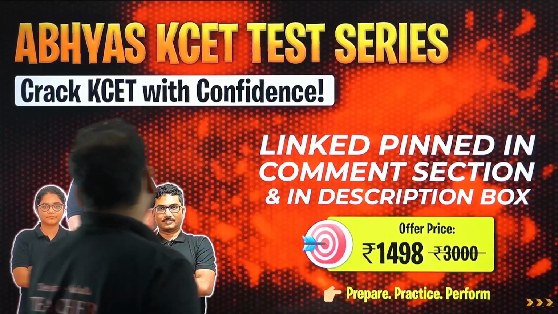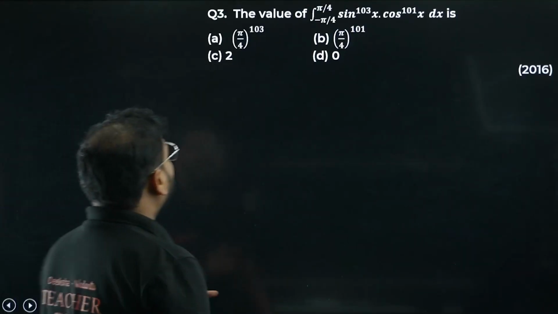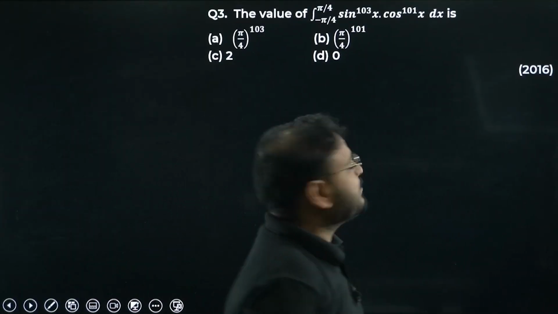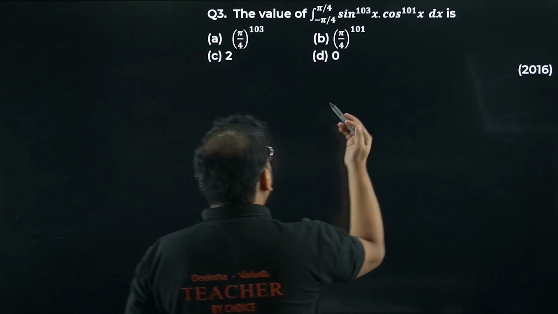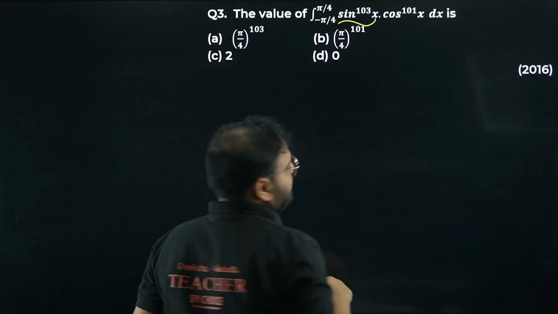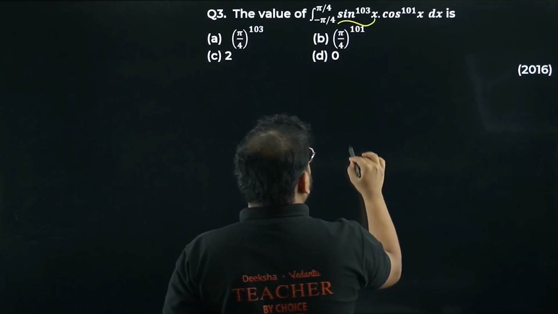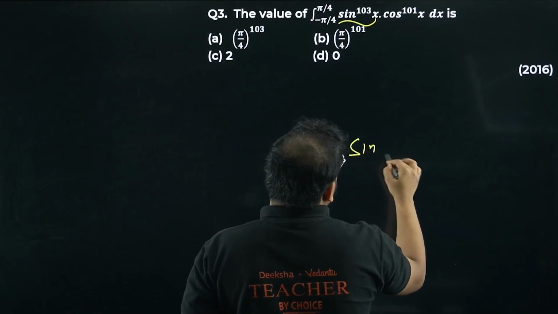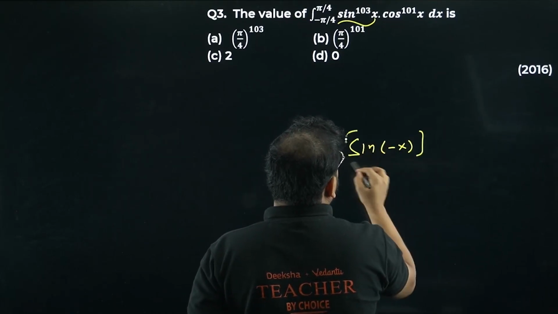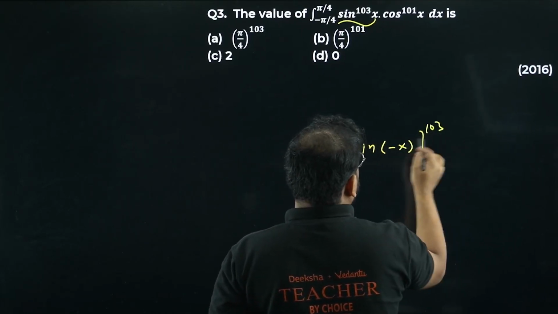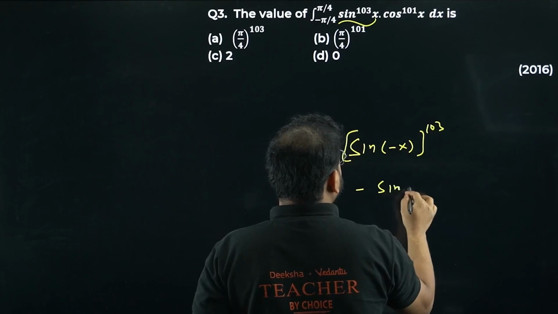Okay, let's start question number 3 now. We have the value of integration from minus a to a. If it is odd, then 0. Sine power 103 is odd only, sir. Please check. If I write here sine of minus x to the power 103, what will happen to this part?